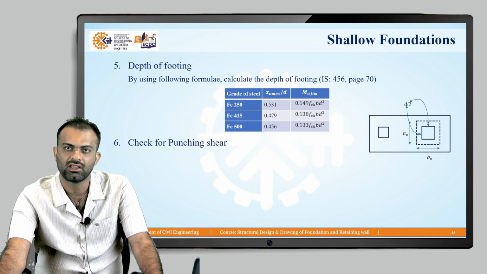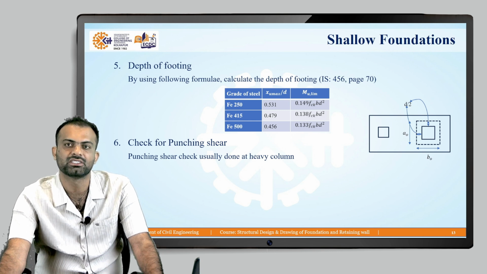So here A naught is the breadth of the column plus D by 2 plus D by 2. That means the breadth of the column plus the depth of the foundation. Here the length of the column plus the depth of the foundation will give the B naught. So this perimeter we have to consider for checking the punching shear.